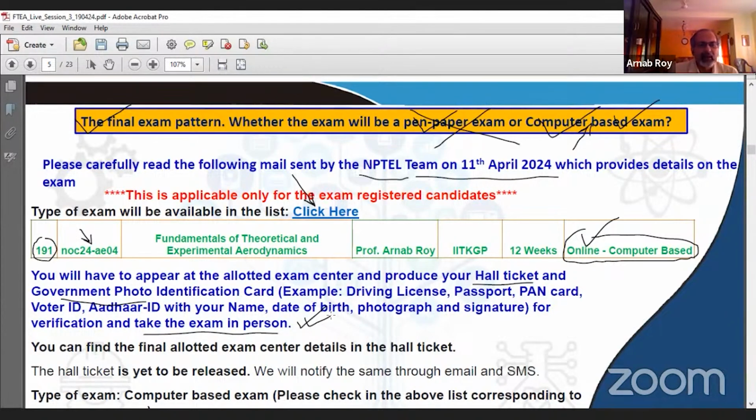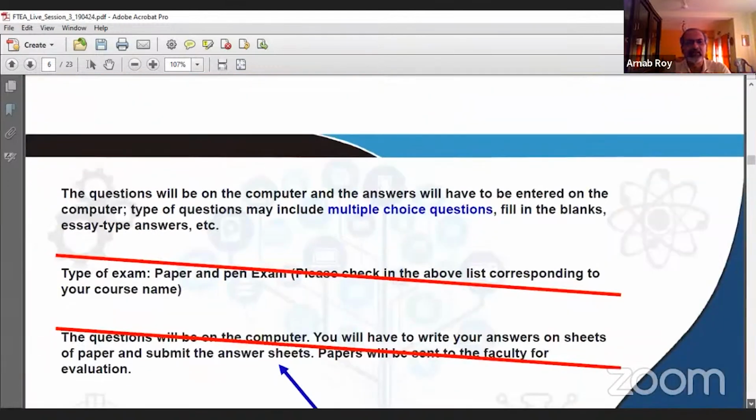The final allotted exam center details will be available in the hall ticket that you will be receiving soon, if you haven't received it yet. And for further details, let's move on to the next slide.